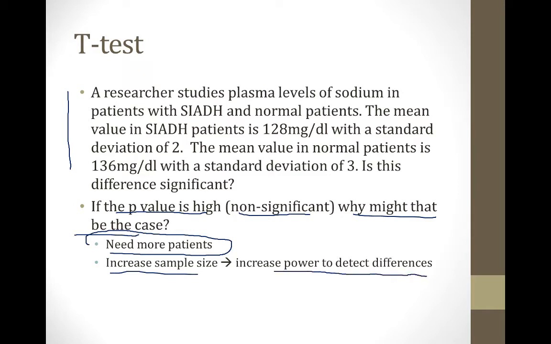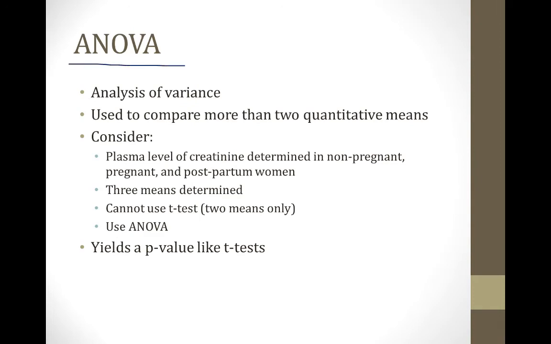I talk about power in another module on hypothesis testing, but the bottom line is that when you have more samples, you can be more confident that the difference in means that you are seeing is real. So anytime you get a non-significant p-value, you often need to go back and collect more data to determine whether or not you might actually have a true difference. Now let's talk about the ANOVA test, and ANOVA stands for analysis of variance, and you can think of the ANOVA as a t-test when there are more than two groups.